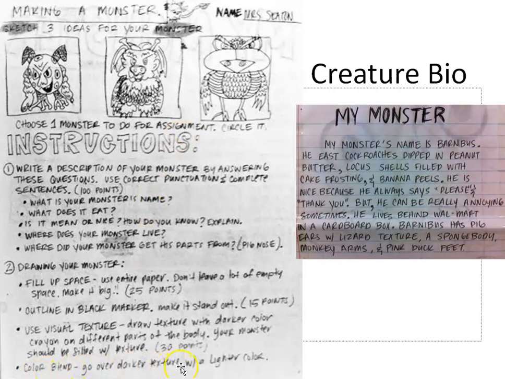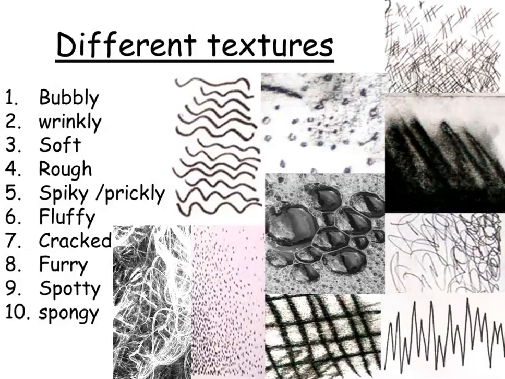And the last one is you want to practice your color blending, so it shouldn't just be a solid color scribbled all over everywhere. You want to use intentional coloring so it's not a mess. Again, just to repeat some of these textures, there's bubbly, wrinkly, soft, spiky, fluffy, furry, cracked, spotted, spongy, and so many more. You can always come up with more ideas than just what's here.